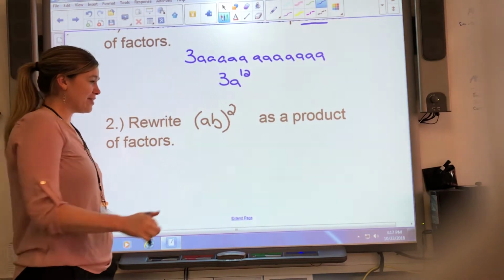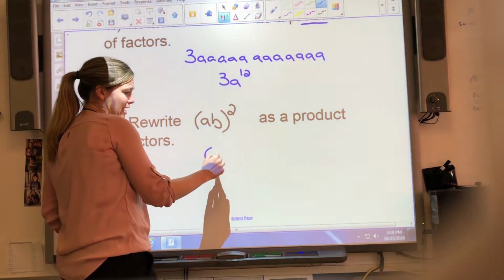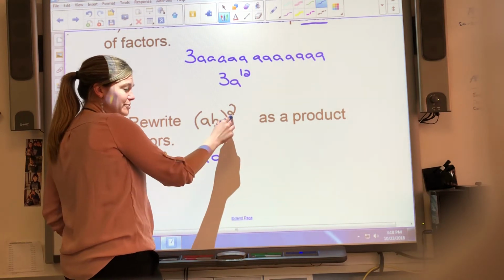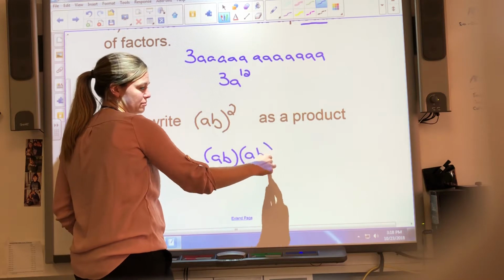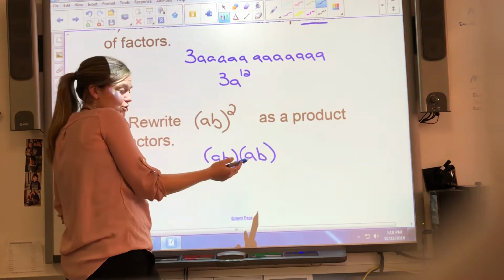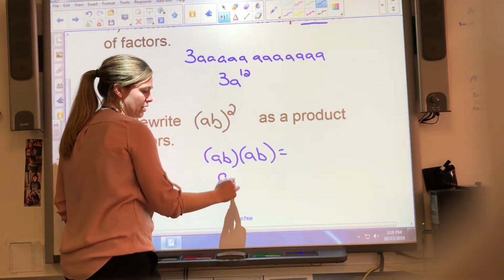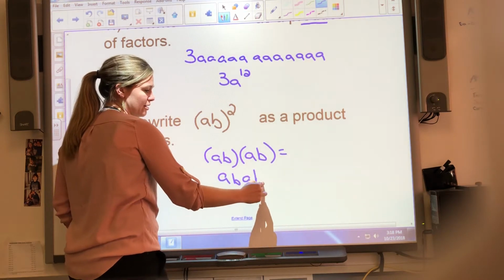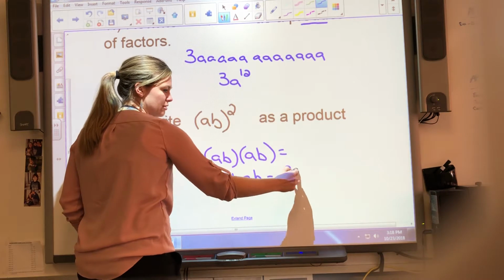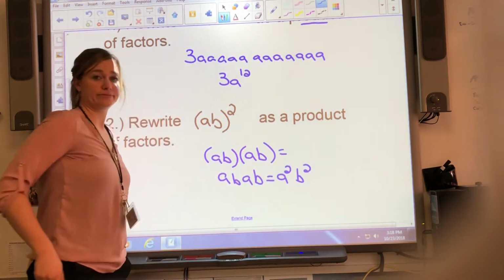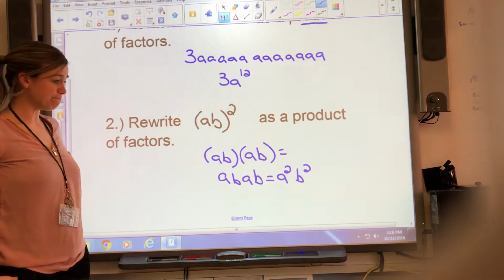This one, if I rewrite this, this would be like saying AB squared just means you multiply it times itself that many times. So I'm gonna say AB times AB. There's nothing left to do in the parentheses, so I'm just gonna say AB, AB. And I can see that I have 2 a's, so I'm gonna say a times a is a squared. So I did it. Product meaning multiply.